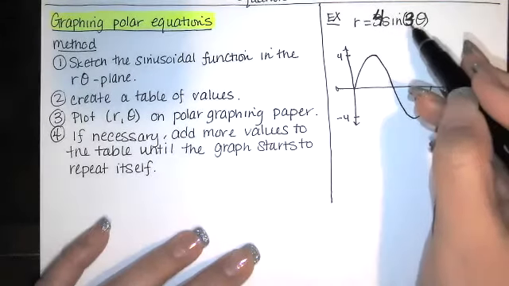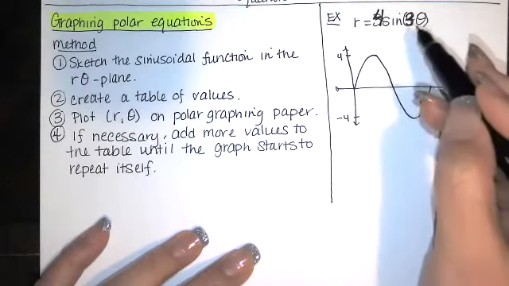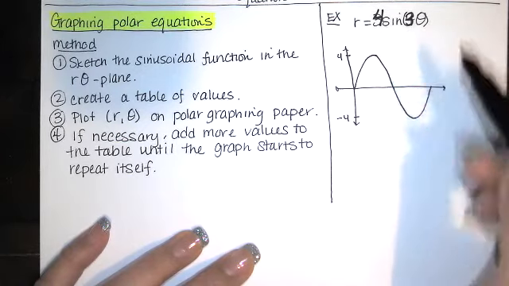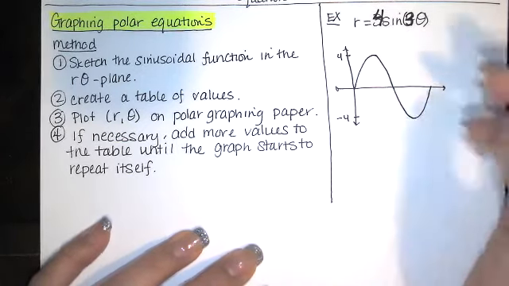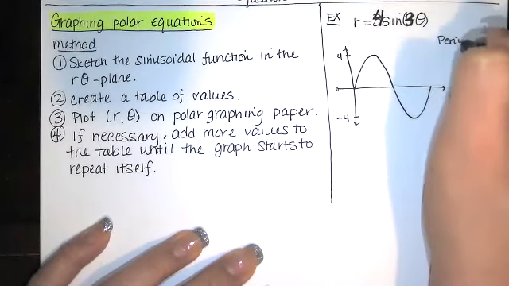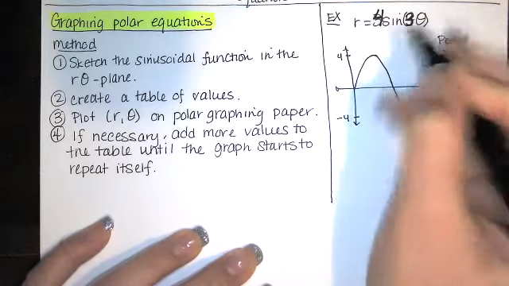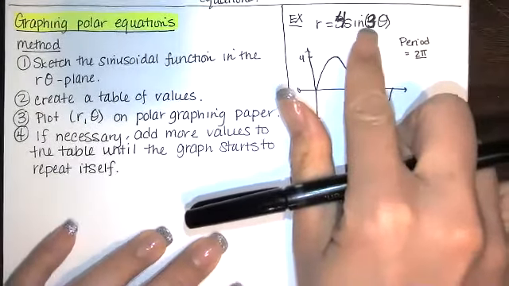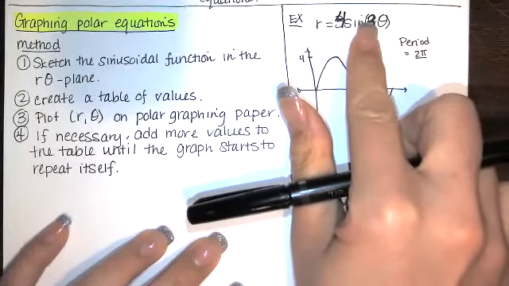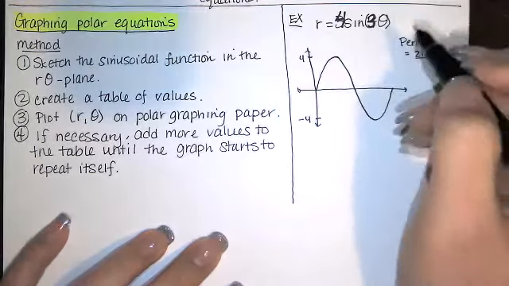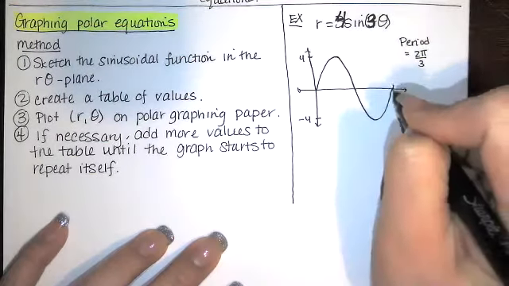Now, this 3 over here affects the period. If there was no 3 here, if it was just sine of theta, the period would be 2 pi. But since there is a 3, the period is 2 pi divided by that value. So in this case, that value is 3. So we get 2 pi over 3.